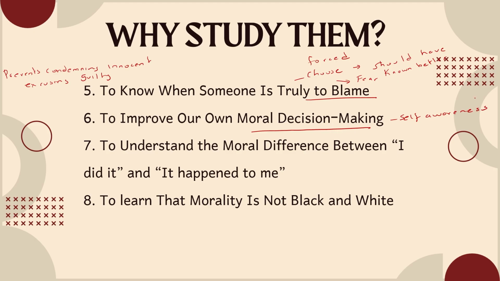Another reason is to understand the moral difference between I did it and it happened to me. Very often we say it happened to me, but actually we have done it. So, how do we understand this difference? When we say that I did it, the actions are willed. I have willed it, I've done it willingly. When it happened to me, it means that the actions have happened due to external pressure.